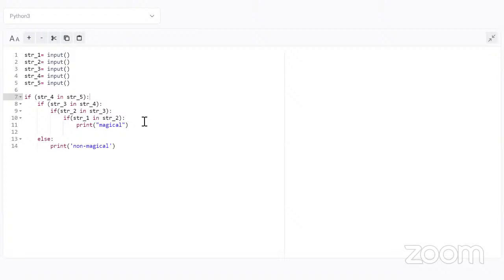Oh, so this will execute only if STR4 is in STR5. Yeah, the magical case will work, but other than that, it won't work. You're saying print magical works completely fine, but print non-magical works only for a specific case. So how can I correct it? You should have an else statement for everything. That is one way.